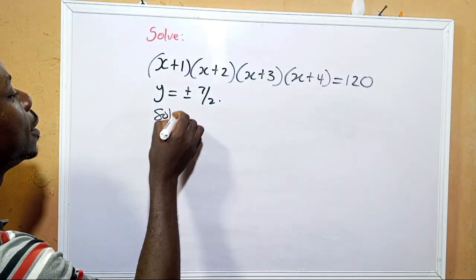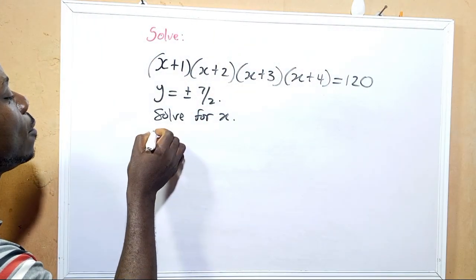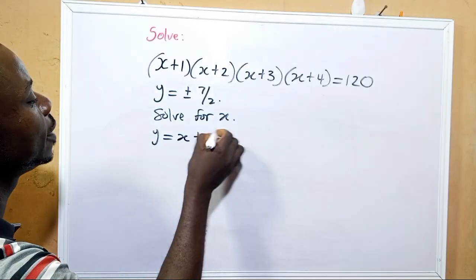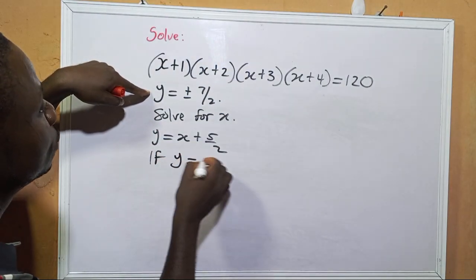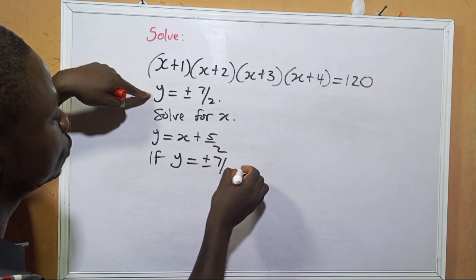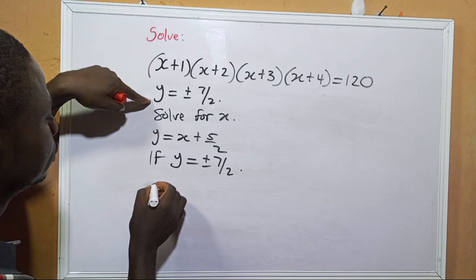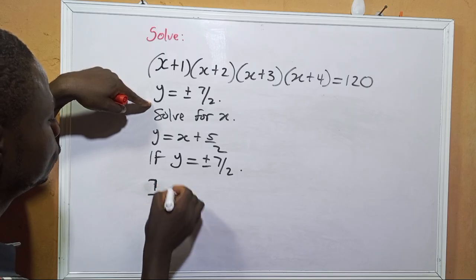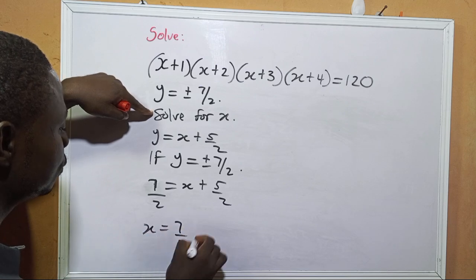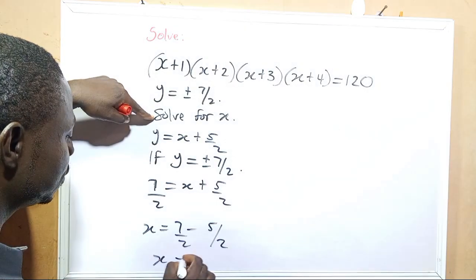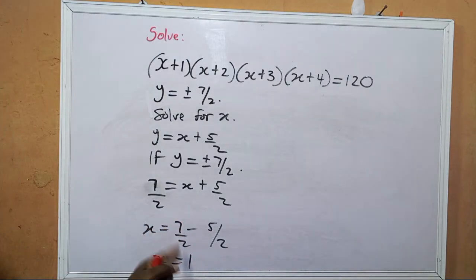Now let's solve for x. Remember, from the beginning we said y is equal to x plus 5 over 2. So if y is equal to plus or minus 7 over 2, then 7 over 2 is equal to x plus 5 over 2. So x is equal to 7 over 2 minus 5 over 2. X is 1, is that not? 7 minus 5 is 2, over 2. 2 divided by 2 is 1.